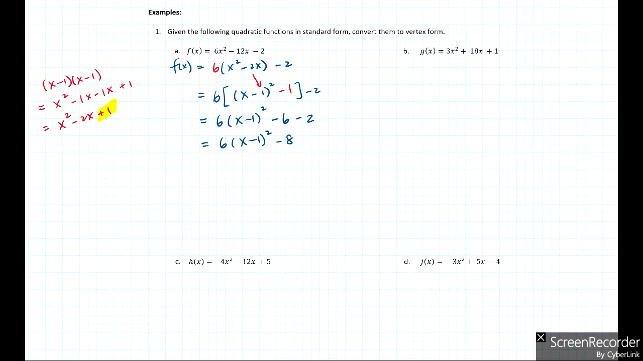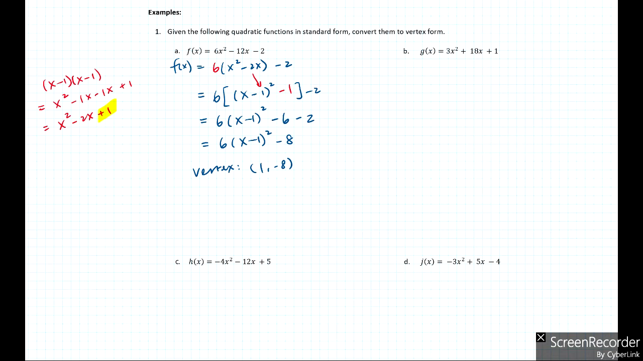And in particular, if you want to look for the vertex from here, we know the vertex is going to be (1, negative 8). That's what we're looking for. And in order to solidify or get used to this process, we really want to practice with multiple problems just to make sure we have this understanding solid before we move on to future practices.